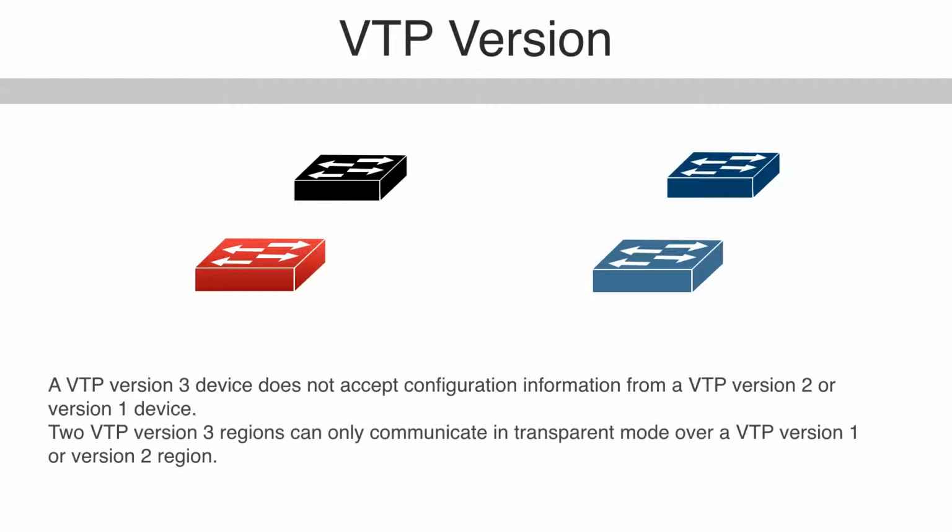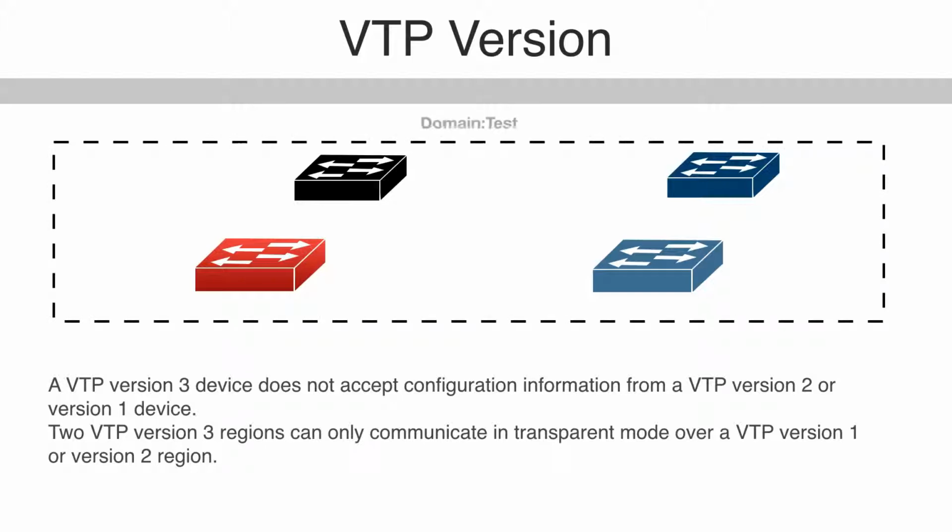VTP version. Follow these guidelines when deciding which VTP version to implement. All switches in a VTP domain must have the same domain name, but they do not need to run the same VTP version. A VTP version 2 capable switch can operate in the same VTP domain as a switch running VTP version 1 if version 2 is disabled on the version 2 capable switch. Version 2 is disabled by default.